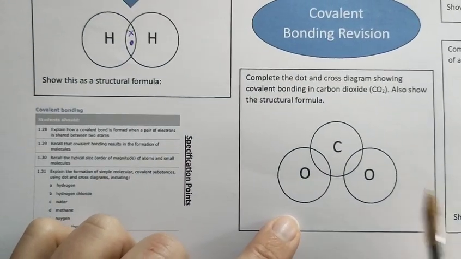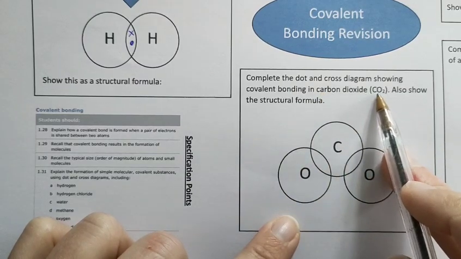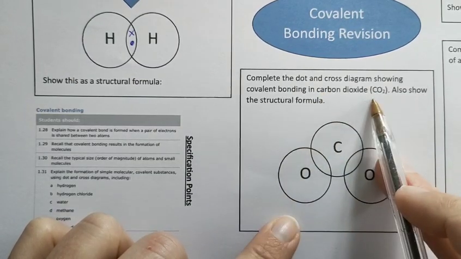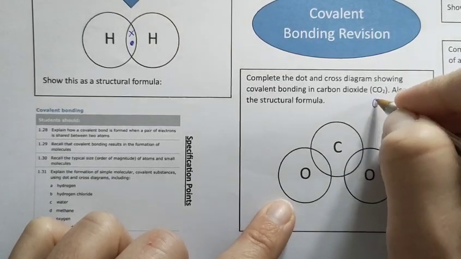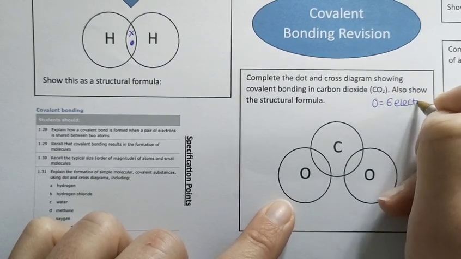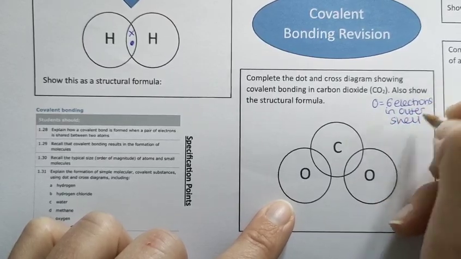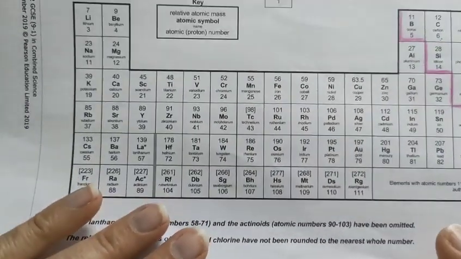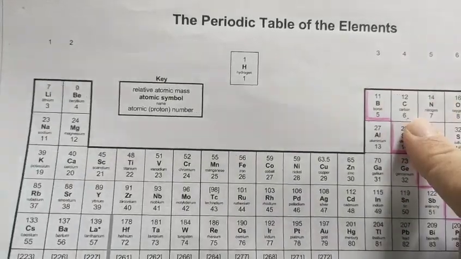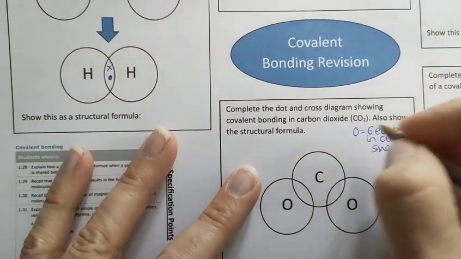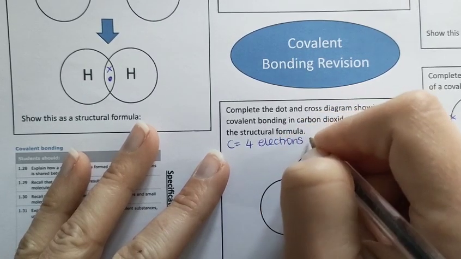Okay, last one. Complete the dot and cross diagram showing covalent bonding in carbon dioxide, CO2. Also show the structural formula. Okay, so oxygen has 6 electrons, so O equals 6 electrons in outer shell. And then I need to look at my carbon, so let's bring back my periodic table. So carbon here, it's found in group 4, so it has 4 electrons in the outer shell. So C has 4 electrons in outer shell.